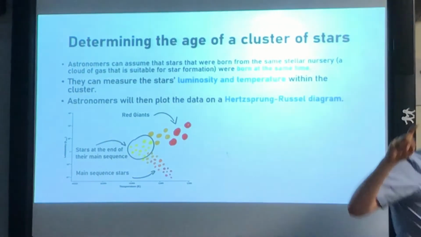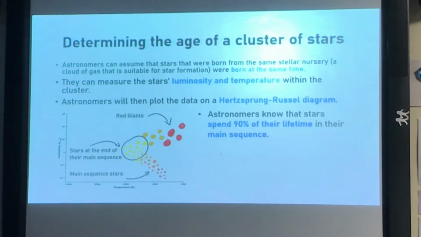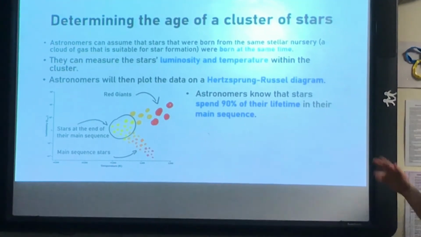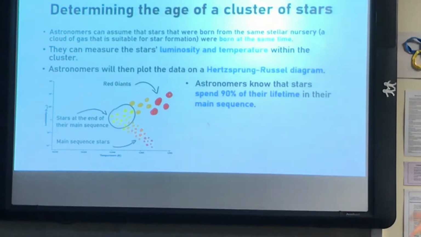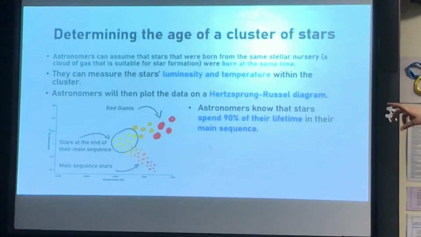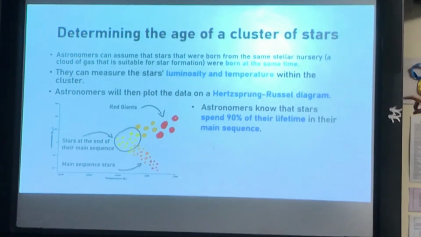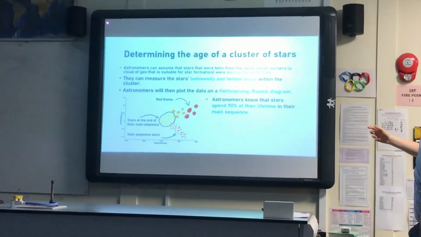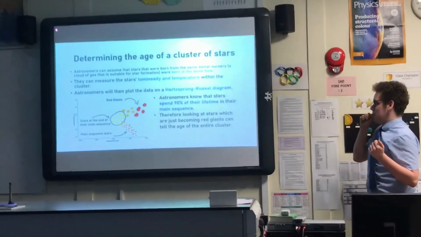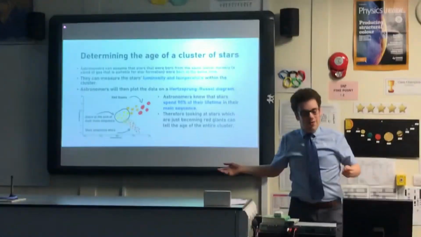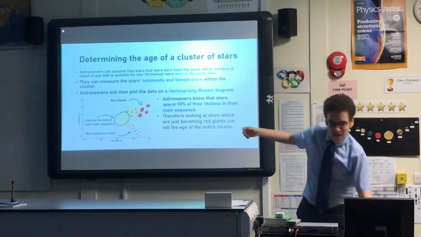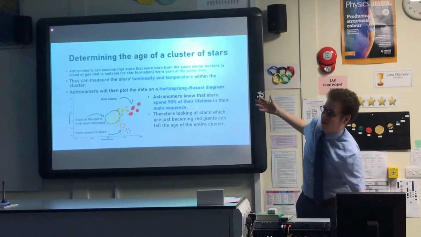And this is important because we know how long a star can spend in its main sequence. It's roughly 90% of its lifetime. So looking at these stars, say they're about to end their main sequence, we can use models to work backwards, and we can find the age of the entire cluster, and thus the age of each of those stars. Of course, this is assuming that they were born at the same time.